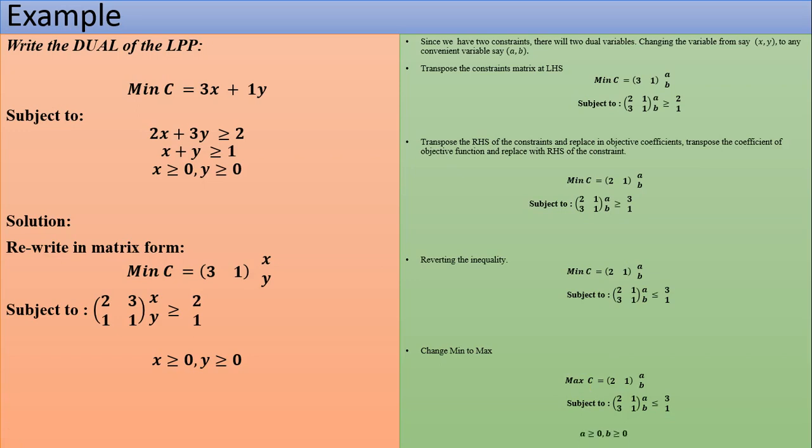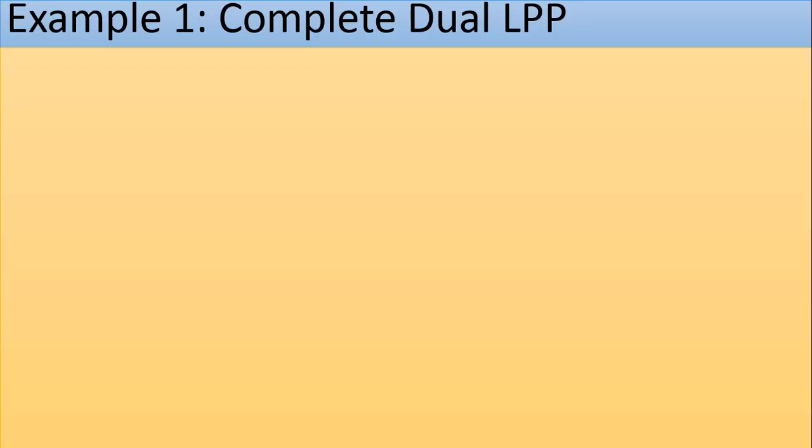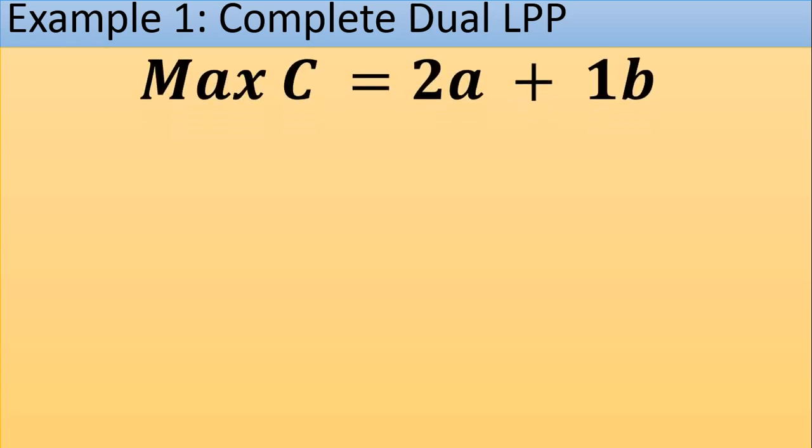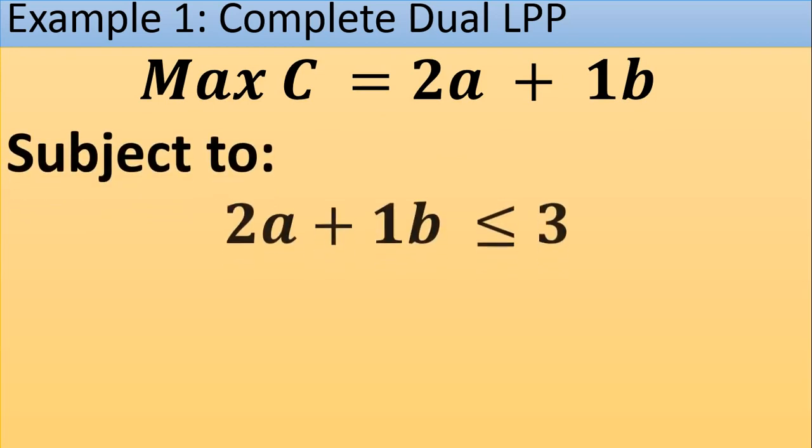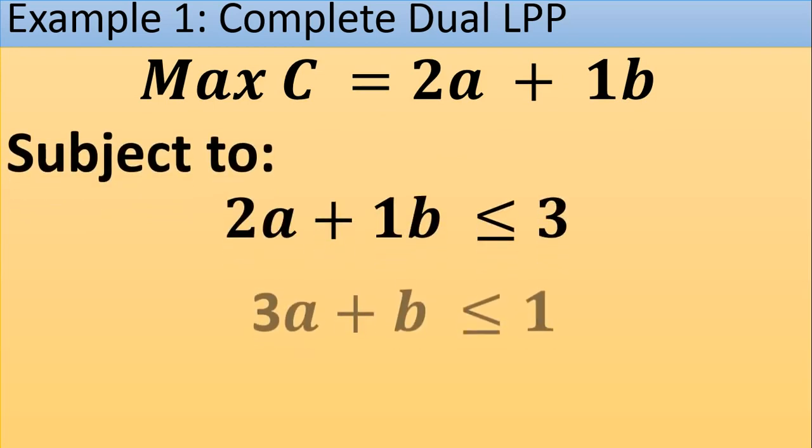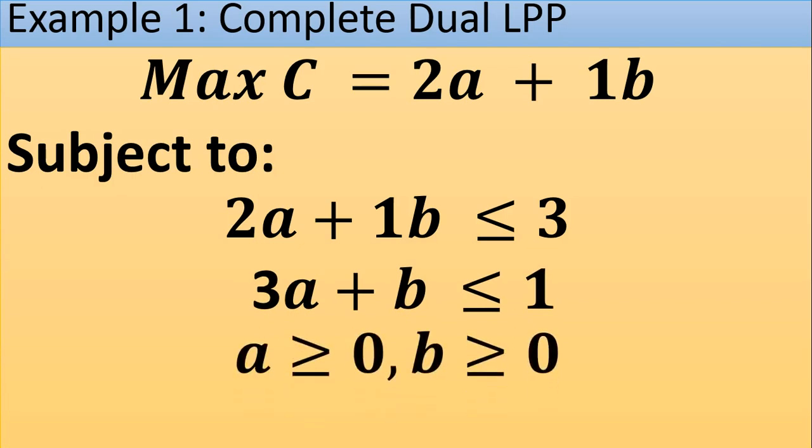And that means our A and B also satisfy the non-negativity constraint. A greater than or equals to 0, B greater than or equals to 0. And finally, we have the complete dual linear programming. So that will be max C, 2A plus 1B, subject to 2A plus 1B less than or equals to 3, 3A plus B less than or equals to 1, A greater than or equals to 0, B greater than or equals to 0. So this is the complete formulation of the dual generated from the primal LPP.